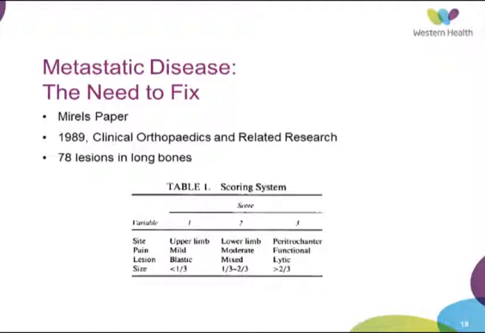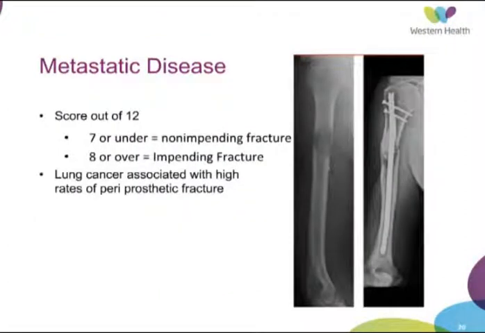Now, the type of lesion, whether it's a blastic lesion versus a lytic lesion, is 1 versus 3, and if it's in the middle, obviously it's 2. And then the size of the lesion: if it was under 1/3 of the size of the cortex at that area, it was much less likely to fracture compared to lesions which were greater than 2/3. So you can see the lowest score you can get is 4. So if you have a 3, you're already at 6, if you have any other kind of mixed picture. All these ones on the end are high predictors of fracture.